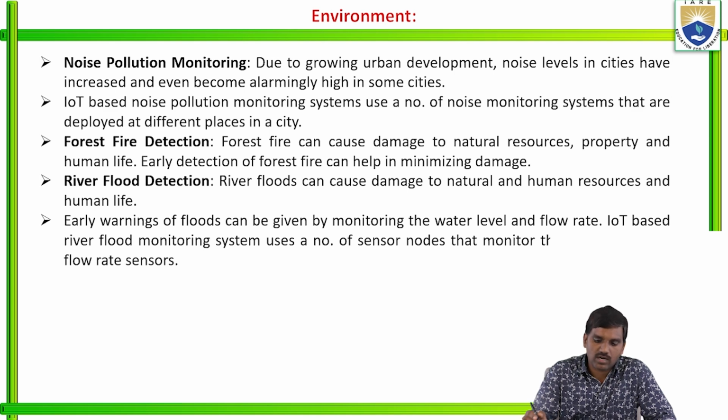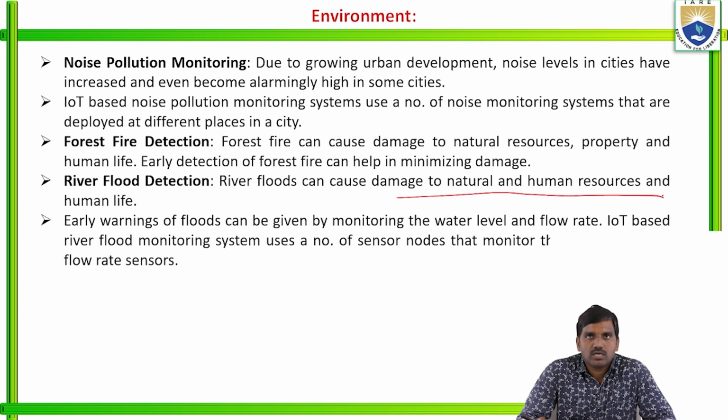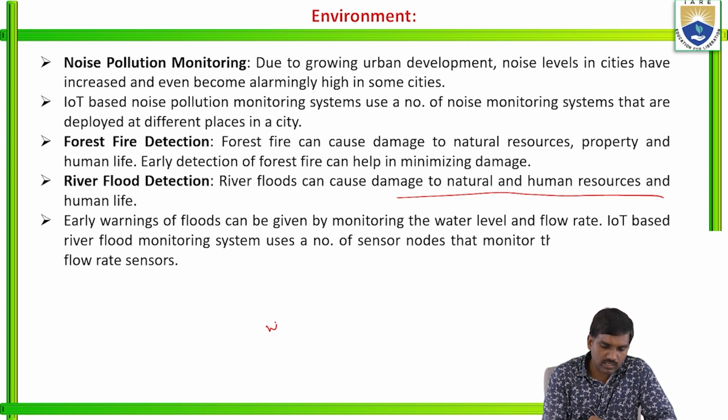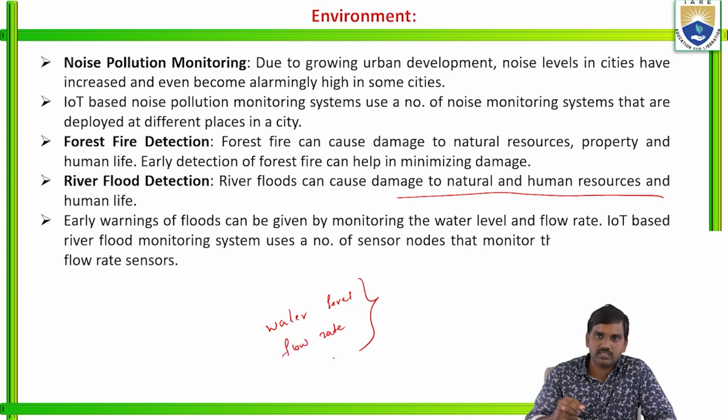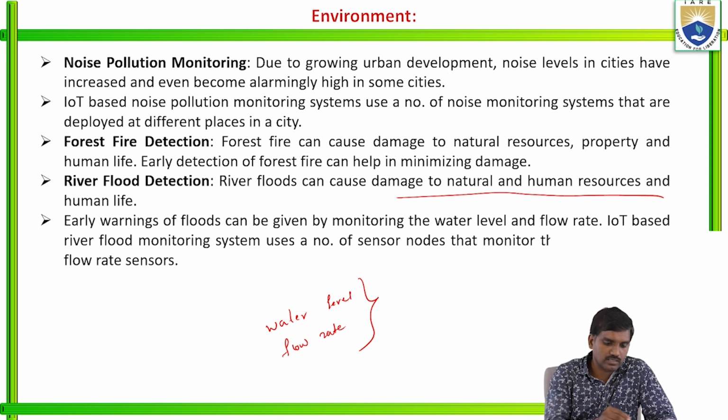The river floods can cause damage to natural and human resources and human lives. Early warnings of floods can be given by monitoring the water level. For flood detection, the input parameters are water level, in order to identify the water level, and flow rate. These are the different applications under the environment.